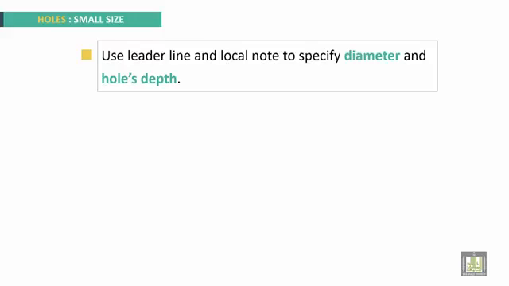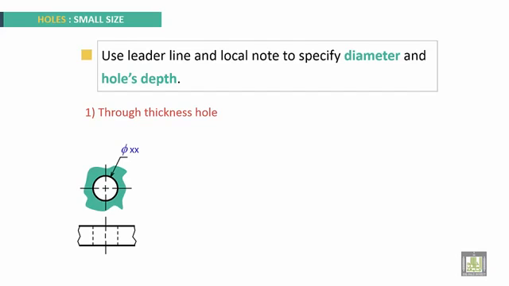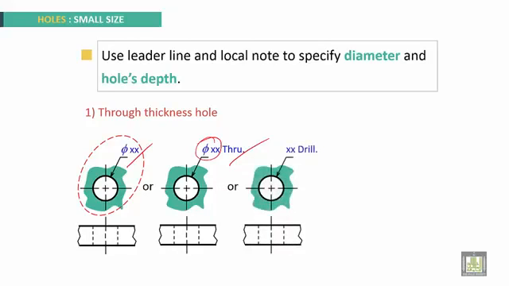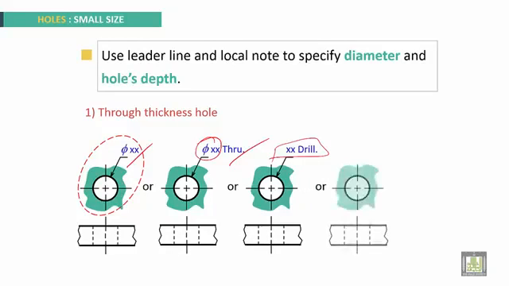Holes with small size. Use leader line and local note to specify diameter and hole depth. For example, a through thickness hole. Here we write phi xx, for example, phi 10 millimeters. We give the diameter and we put through. Or another method, xx drill, for example, 15 millimeters drill. Other method, xx drill to specify the diameter and put here through.